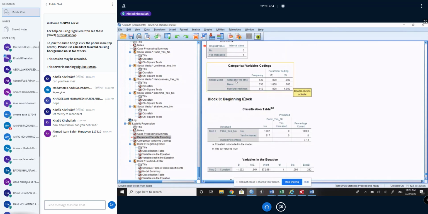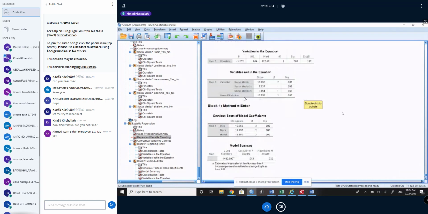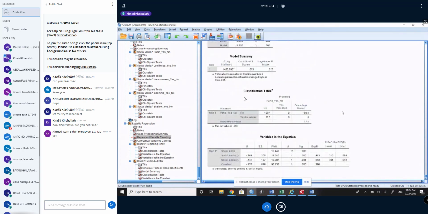So if you scored all the times, most of the time, you are assigned a 0, 0. If you scored never, you are assigned a 1 and 0. If you scored rarely, you are assigned a 0 and 1. So it gives us 3 main categories. Now 0 and 0 is not going to show up in the equation because it's going to be the reference group. Okay? And here is what we need from the table. So this exponentiated beta is the actual odds ratio.